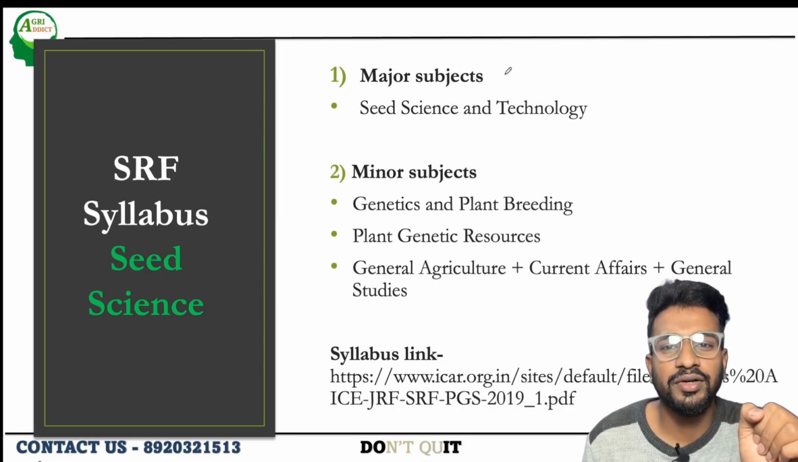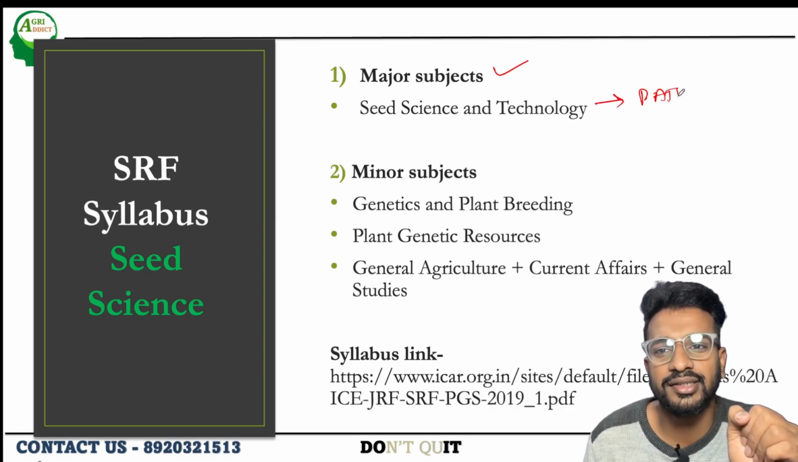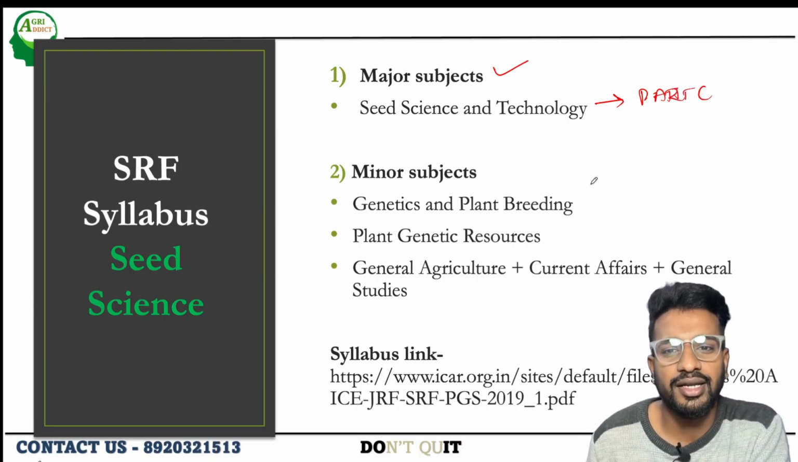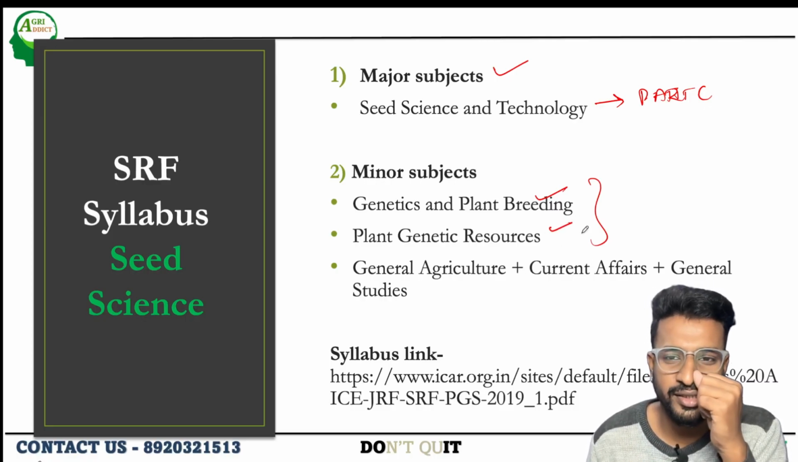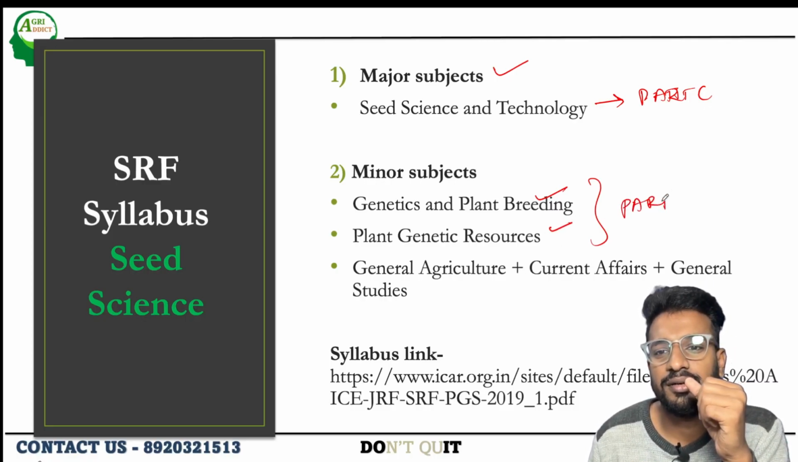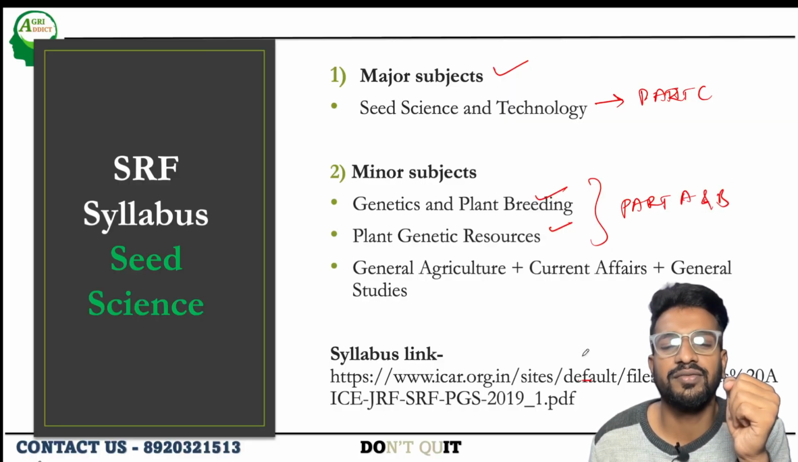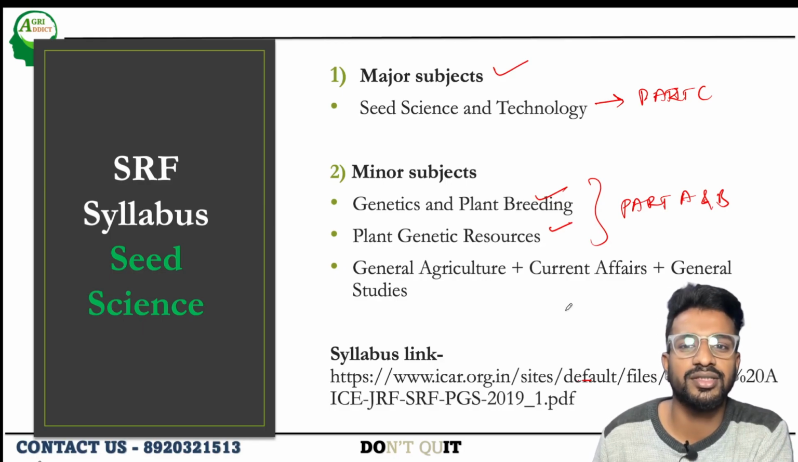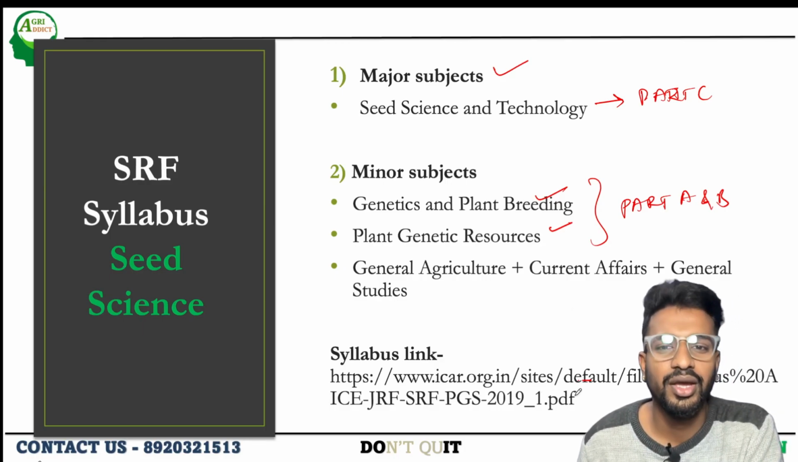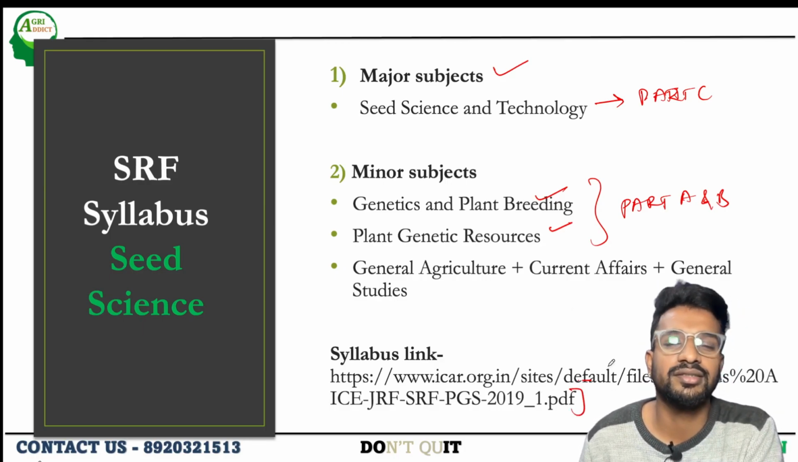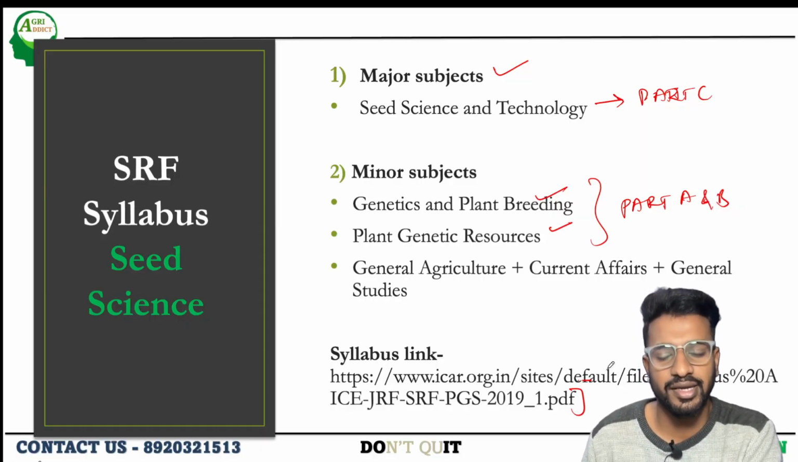Out of which the major subject will obviously be seed science and technology, which will be asked in part C, and the minor subjects include genetics and plant breeding, plant genetic resources, general agriculture, current affairs and general studies, which will be asked in parts A and B. And the syllabus link will also be available in the description box. After watching this video, you can click on the syllabus link and check the syllabus for the ICAR PhD exam.